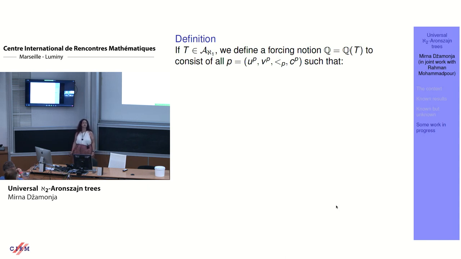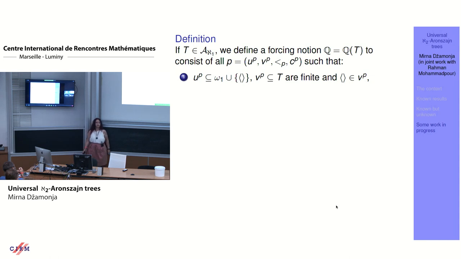What we do is define this forcing, which I'll call Q. A condition p has four parts: U_p, V_p, <_p, some order, and c_p. So what are they? V_p is a part of our tree T. It's finite, and it has a root. We work with rooted trees. And U_p is going to be adding this new tree. We're going to add a tree such that, as is usual in the subject, the α-th level of the tree is indexed by the ordinal interval ω·α + ω.